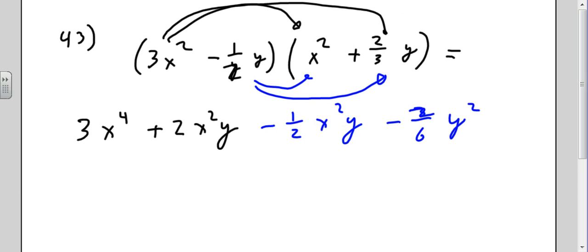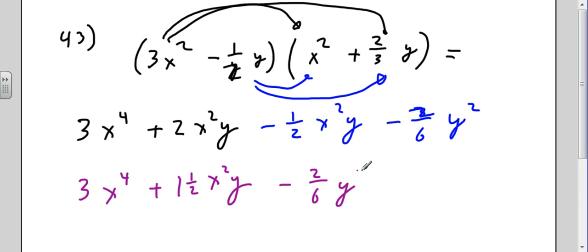Alright, well, it seems like we can combine some terms here. 3x to the 4th plus 1.5 x squared y minus 2 over 6 y squared. I'm not sure that I like that. I think I'd rather have this be 3 over 2 rather than 1.5. Is that better? Less ink that way? Yeah, less ink. Alright.